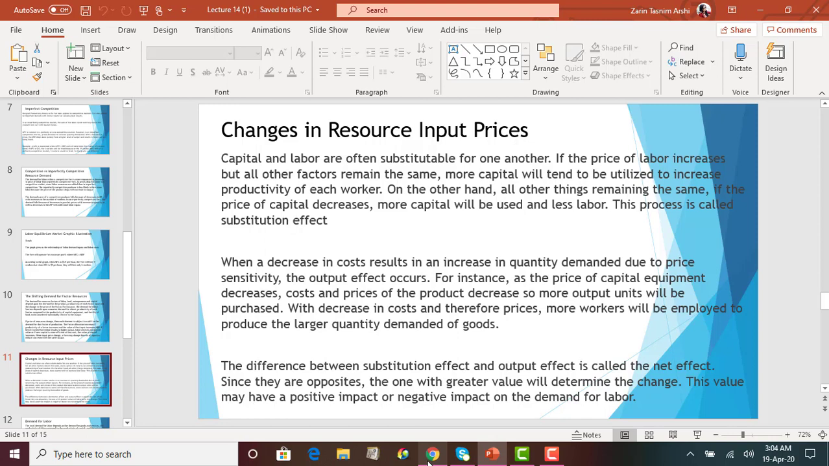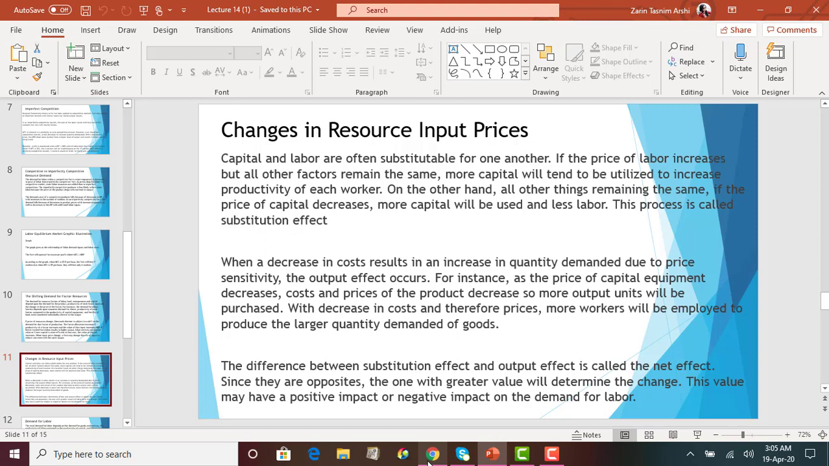Even though the cost of capital is going down, your cost of production is going down, so you are going to charge lower prices to the consumers. As a result of this decrease in prices, consumers will demand more output, and in return the farmers will increase their output, but in order to increase their output they will need more laborers. So that's the opposite. It's a positive effect. With the increase in capital use, we are also using more labor in this case.